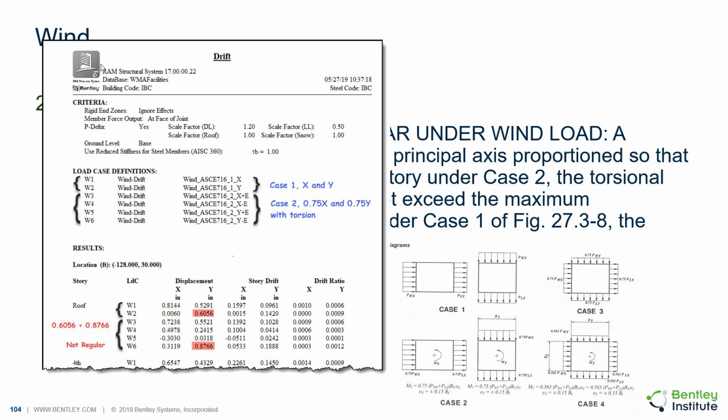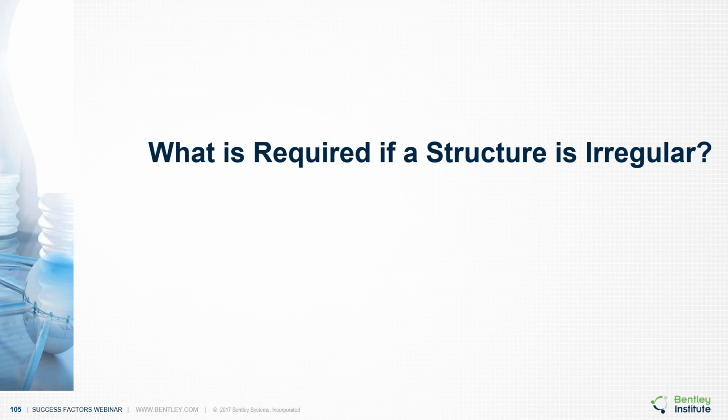In this case, the deflection in the y direction for the regular case is 0.6056 inches, but the worst deflection in the y direction for the torsional cases is 0.8766 inches, so this structure is not regular for wind. That is about it for the definition of irregularities for wind. It seems that they are less of a concern for wind than for seismic behavior. So after going through this process of identifying structural irregularities for wind and seismic, how is analysis and design affected? What is required by code if a structure is identified as irregular?